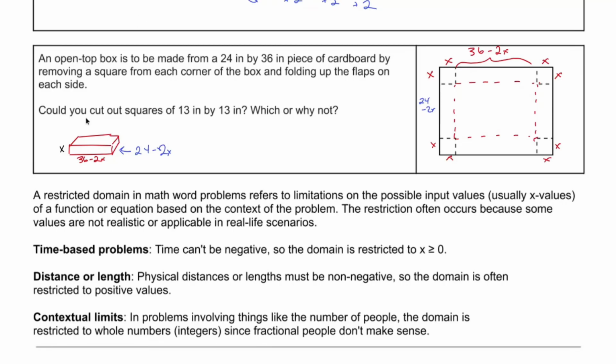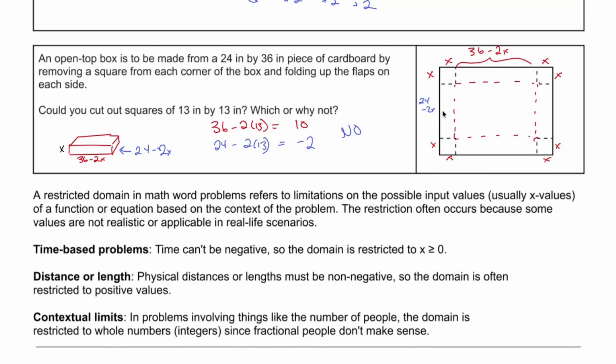Now the question being asked is, could you cut out squares of 13 by 13 inches? Why or why not? Well, if we did that, then the red length here is going to be 36 minus 2 times 13, which gives us 36 minus 26, 10. That ain't bad. Pretty tall box. Could you cut out the same thing from 24 minus 2 times 13? Well, let me see. That's this guy. 24 minus 2 times 13 is going to be 24 minus... Uh-oh. The answer is no.